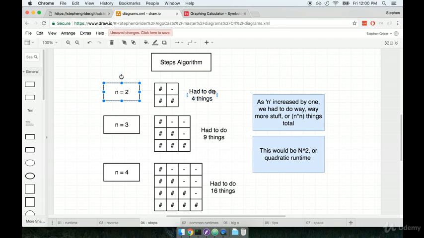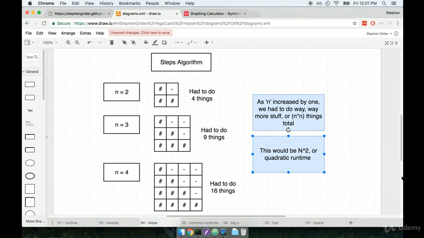So when n was equal to 2, we essentially had to do 4 things. We had to produce 1, 2, 3, 4 characters. When n was equal to 3, we then had to do 9 things. And when n was equal to 4, we had to do 16 things. So in this case, there's clearly not a one-to-one relationship between the input to our algorithm and the number of things we had to do, or the amount of processing power that was required. In this case, the number of things that we had to do was n squared, or essentially n times n things to execute our algorithm.